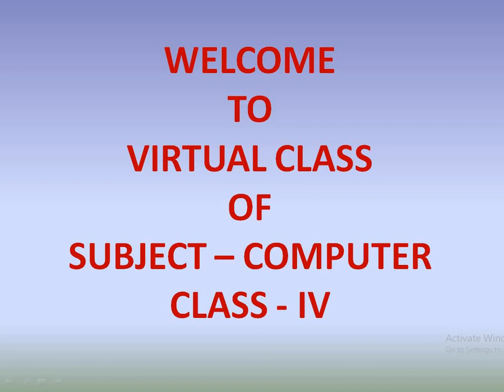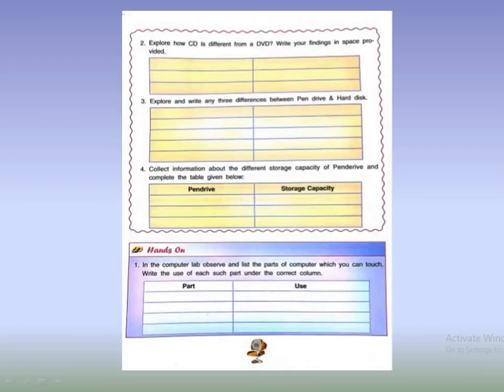In the previous lecture, we started the research activity on page number 14. Today we will continue with activity number 2. Explore how a CD is different from a DVD and write the answer in the space provided. First, the storage capacity of a CD is up to 700 MB and the storage capacity of a DVD is 16 GB. Less storage capacity in a CD and more storage capacity in a DVD.